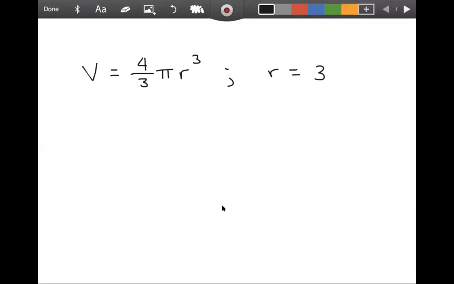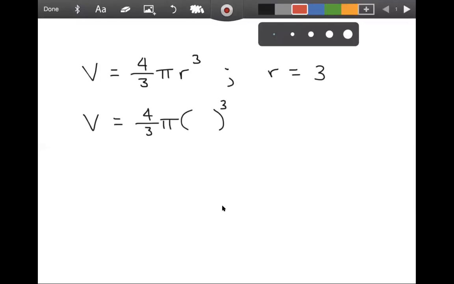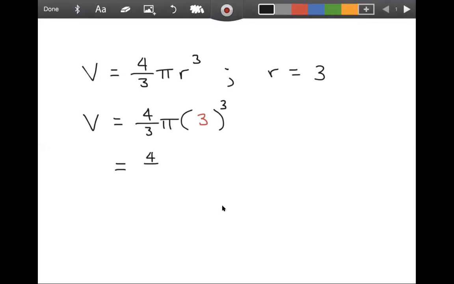All right, here we go. V equals 4/3 pi r cubed. R equals 3. So I'm going to substitute 3 for r. V equals 4/3 pi. I'll put a blank space for the 3, and then I will fill in the 3. Okay, so that kind of makes it into an order of operations problem. 3 cubed is 3 times 3 times 3. 3 times 3 is 9. 9 times 3 is 27. Okay. So we've turned it into 4/3 pi times 27.